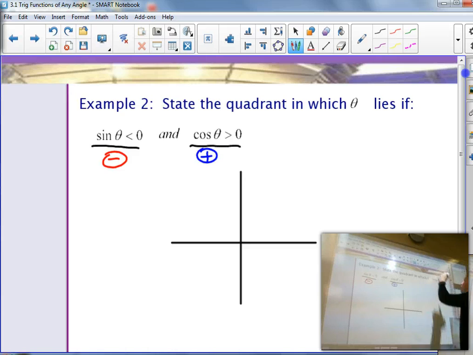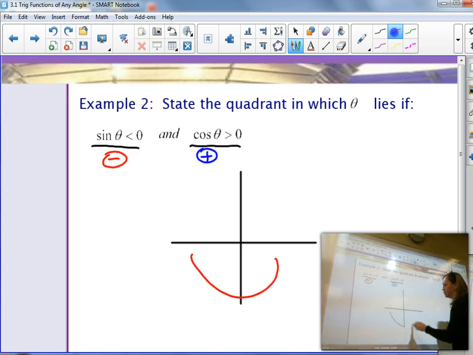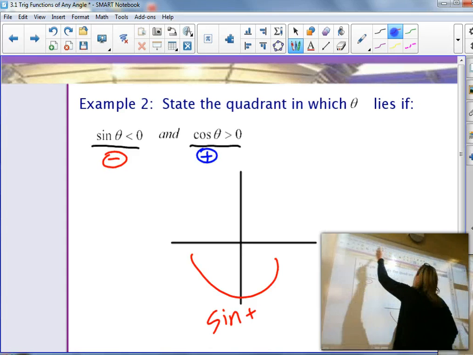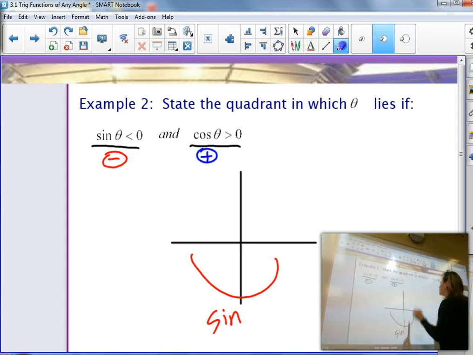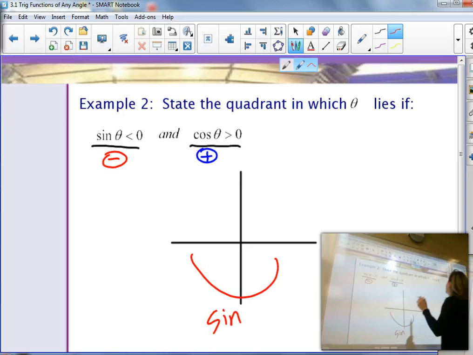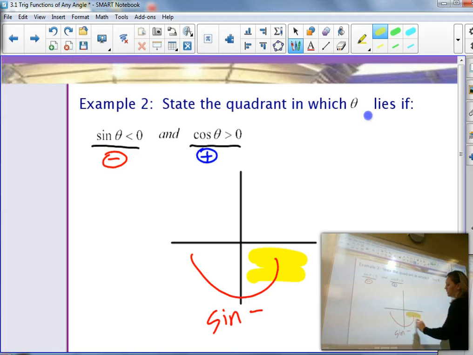So remember, where is the sine negative? On the bottom. So sine is negative down here. We could highlighter it. Highlighter it. Crayon it. So sine is negative all the way down here.